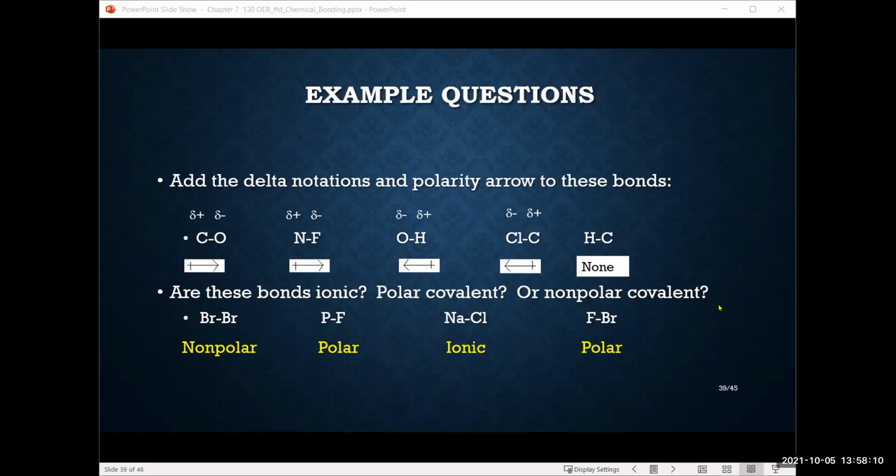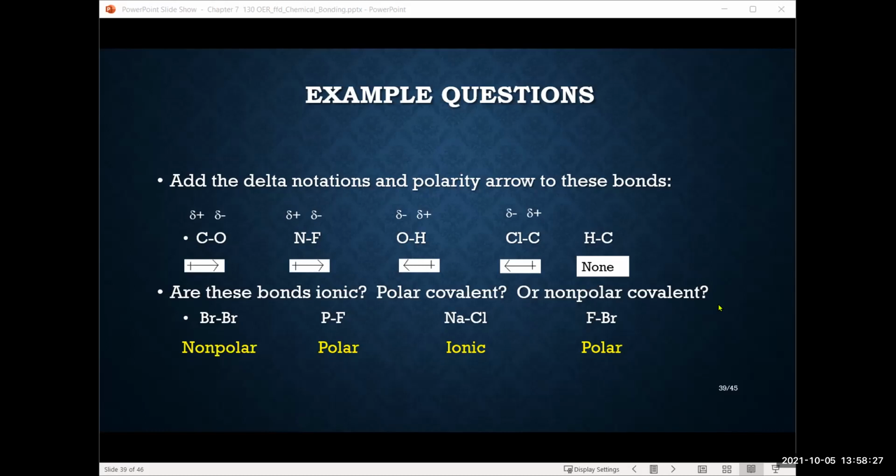Okay. The other ones are covalent. Now, to determine whether they're polar or non-polar, well, what do we see? We got bromine and bromine, Br2. They're both the same element, both the same electronegativity. They're equal sharing. Therefore, it's nonpolar.